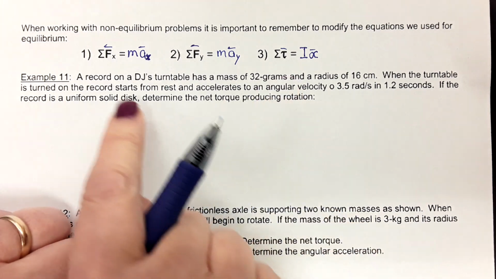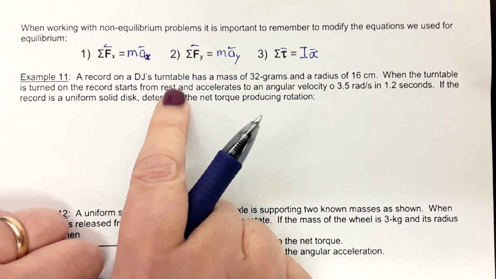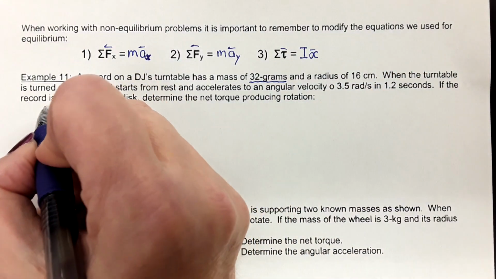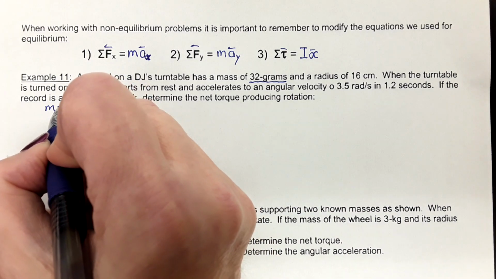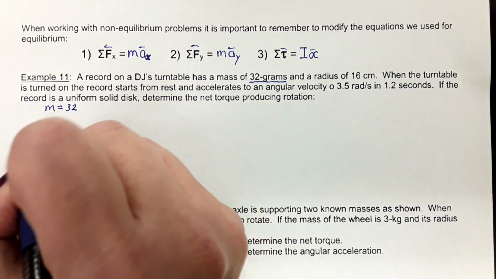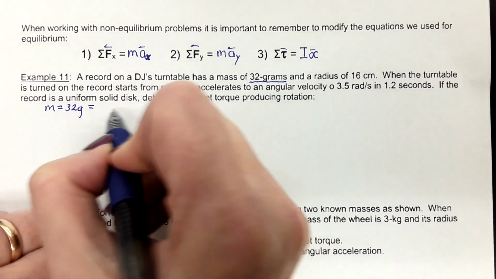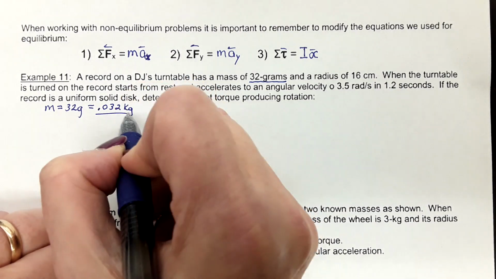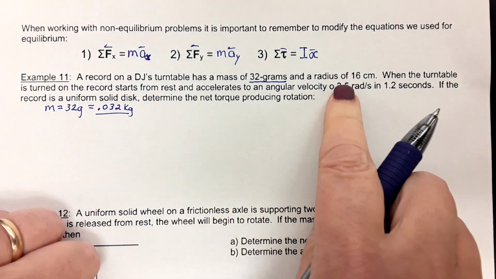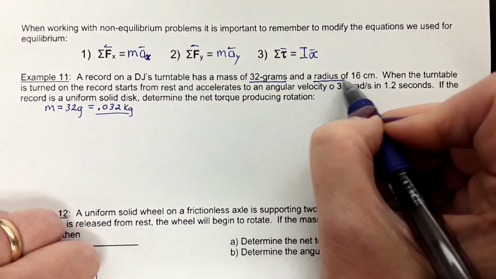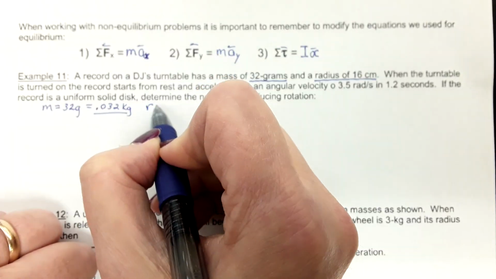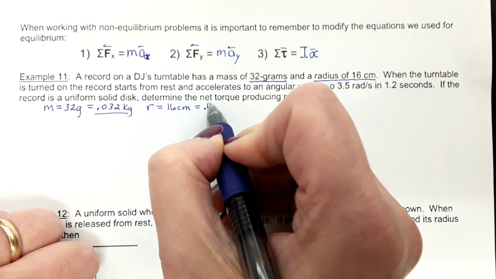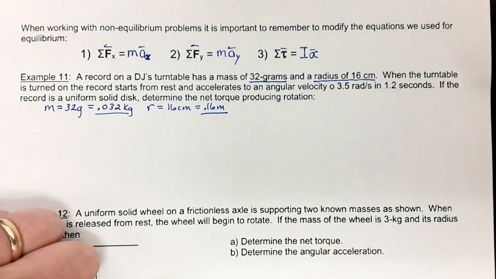In this example, we're given a record on a DJ's turntable. It has a mass of 32 grams, and we really do need to go ahead and change that. 32 grams would be 0.032 kilograms, and we will need that. It also tells us the radius of the record. The radius is in centimeters, so we do need to convert that to meters. 16 centimeters would be the same thing as 0.16 meters, and we'll need that.